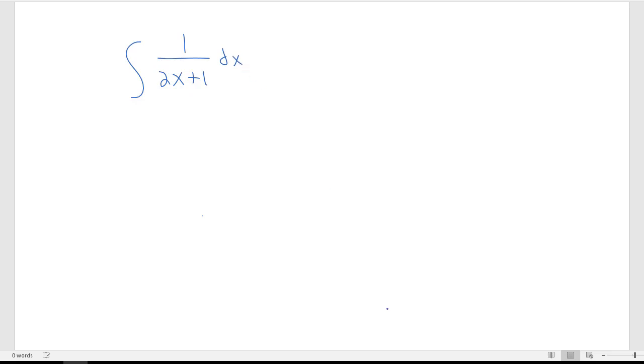So here's the integral I want to evaluate. I want the antiderivative of 1 over 2x plus 1. Now if we scrolled back up to that prior page that we just had, we know that the integral of 1 over x is the ln of x plus some constant. So we kind of have something similar here.